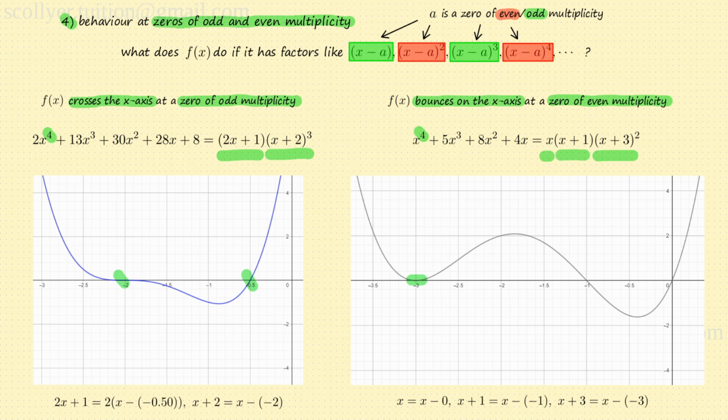On the other hand, we have zeros of odd multiplicity at 0 and minus 1, and we see that the graph of f of x crosses the x-axis at those points, minus 1 and 0.